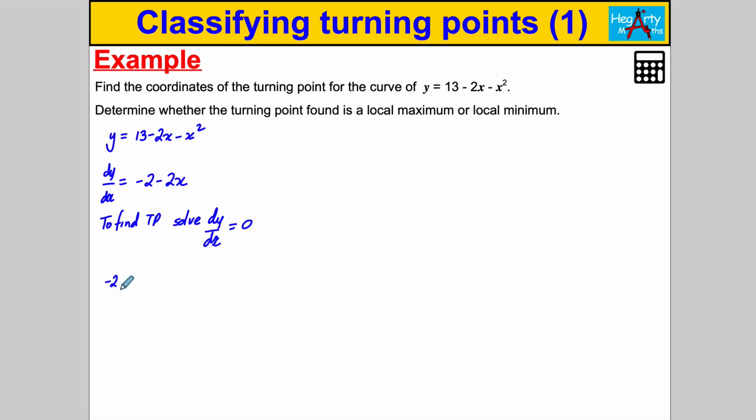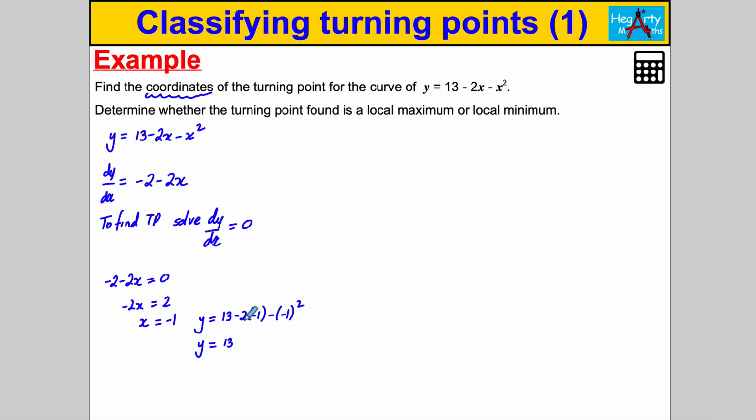So let negative 2 subtract 2x equal 0. Add 2 to both sides. Divide both sides by negative 2. And you get x is equal to negative 1. We were asked for the coordinates, so we really need the y coordinate as well. So substituting back into the original function, that would be 13 subtract 2 brackets negative 1 subtract negative 1 all squared. Just be careful with your negatives here.